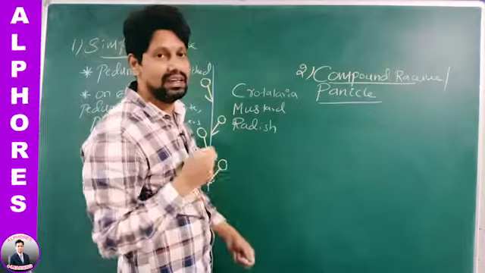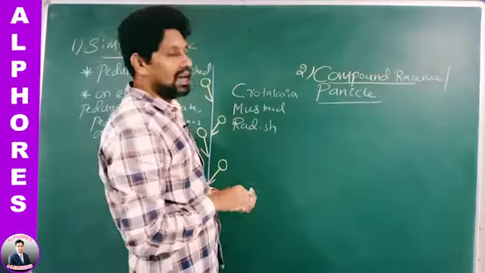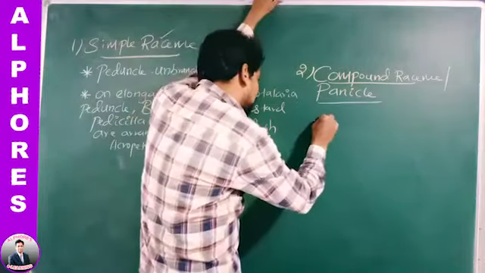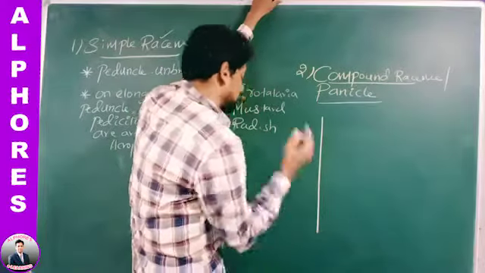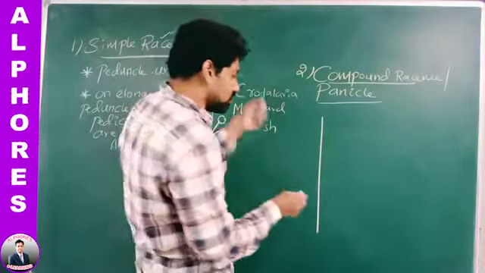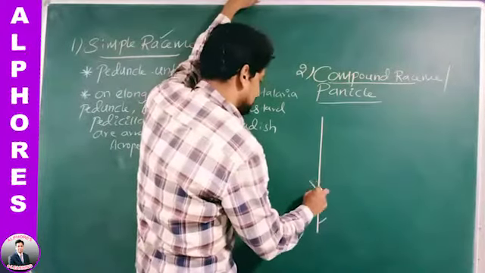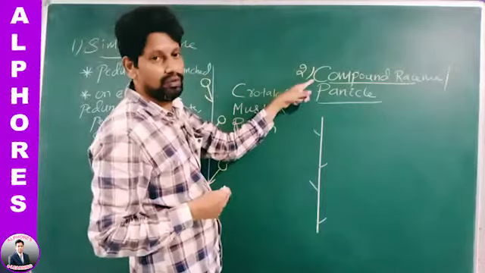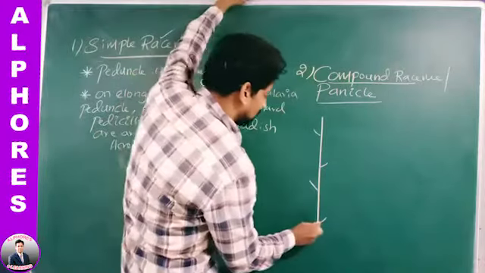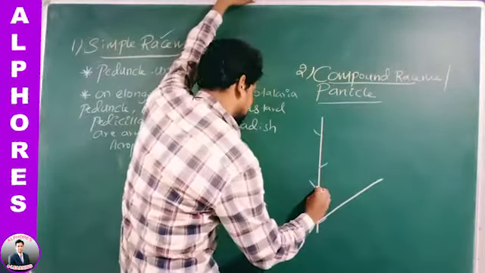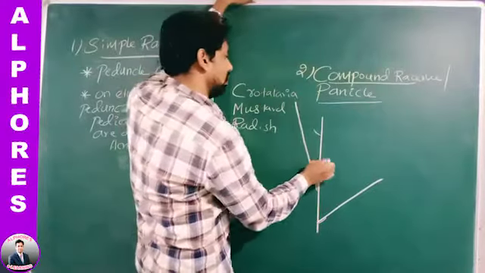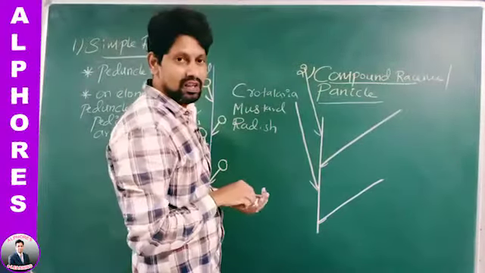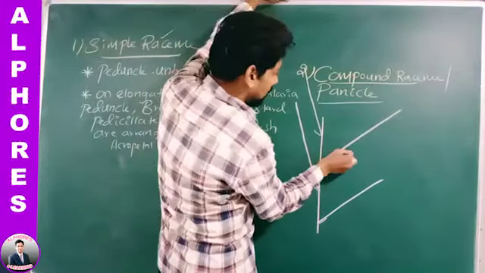P-A-N-I-C-L-E. Panicle. Now, I already told you to be careful with the diagram. In the diagram, first what do we have to draw? Peduncle. Next come bracts. Simple or compound? Compound. Compound means branches should come.